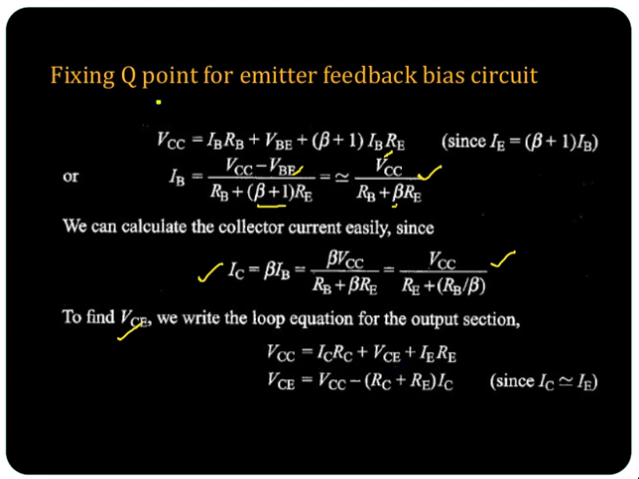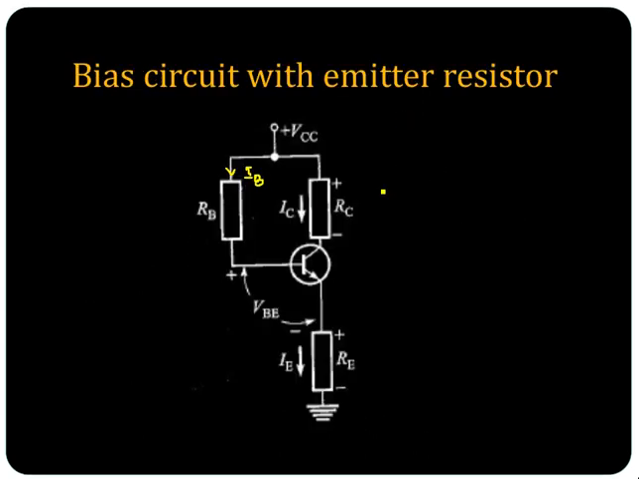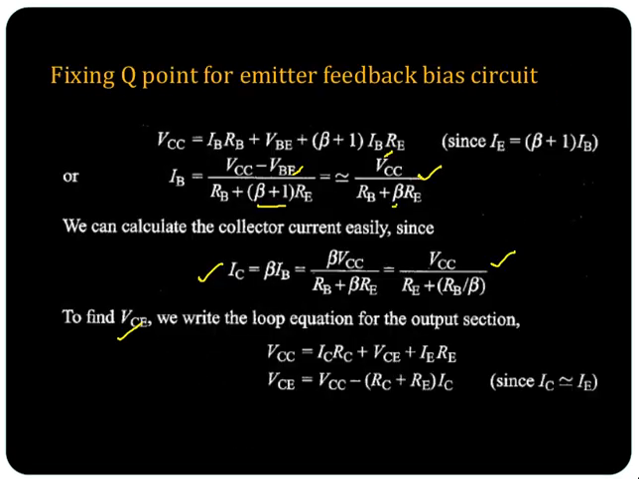If you want, I can show the circuit diagram once again. VCC equal to ICRC plus VCE plus IERE. From that expression, you get VCE equal to VCC minus RC plus RE into IC. You are again approximating IC to be equal to IE since base current is relatively small.